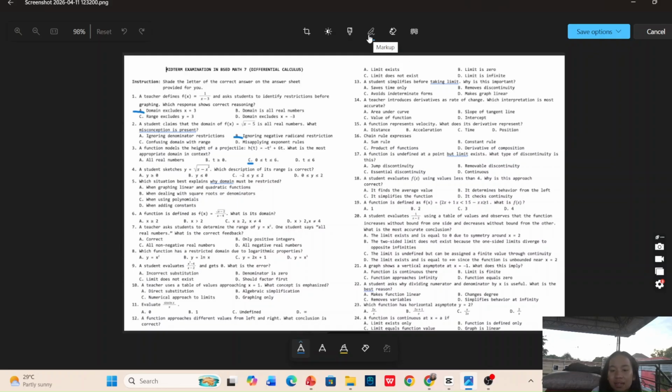A. It finds the average value. B. It determines behavior from the left. C. It simplifies the function. Letter D. It checks continuity. So the correct answer for number 18 is letter B. It determines behavior from the left.